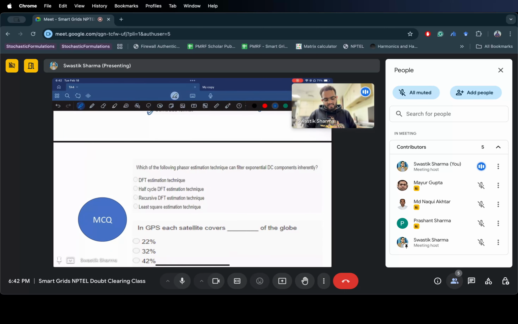Next, which of the following phasor estimation techniques can filter exponential DC components inherently?